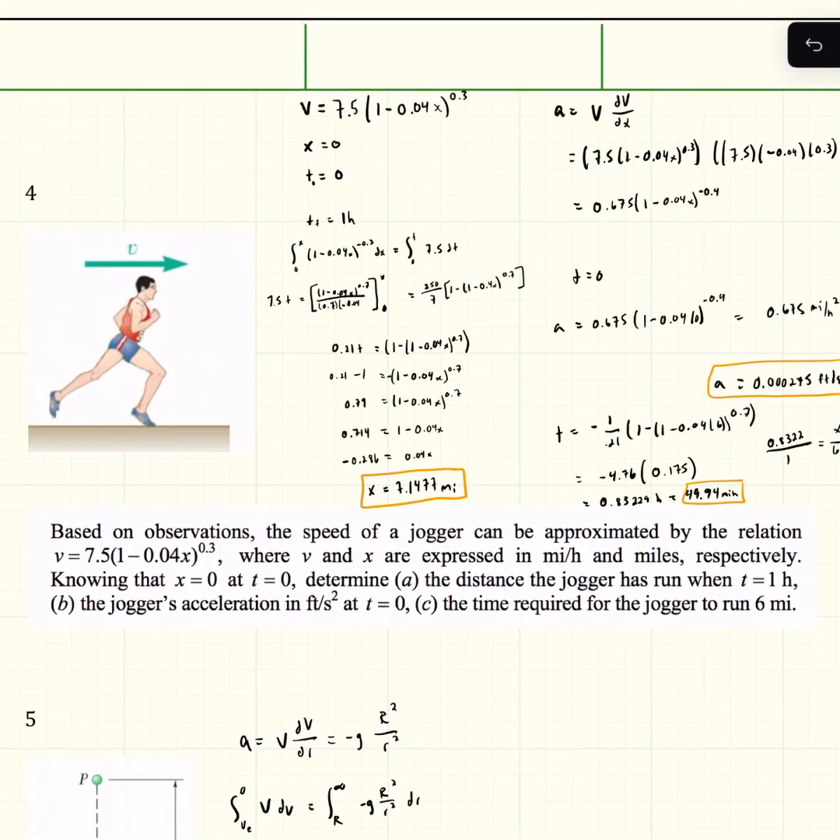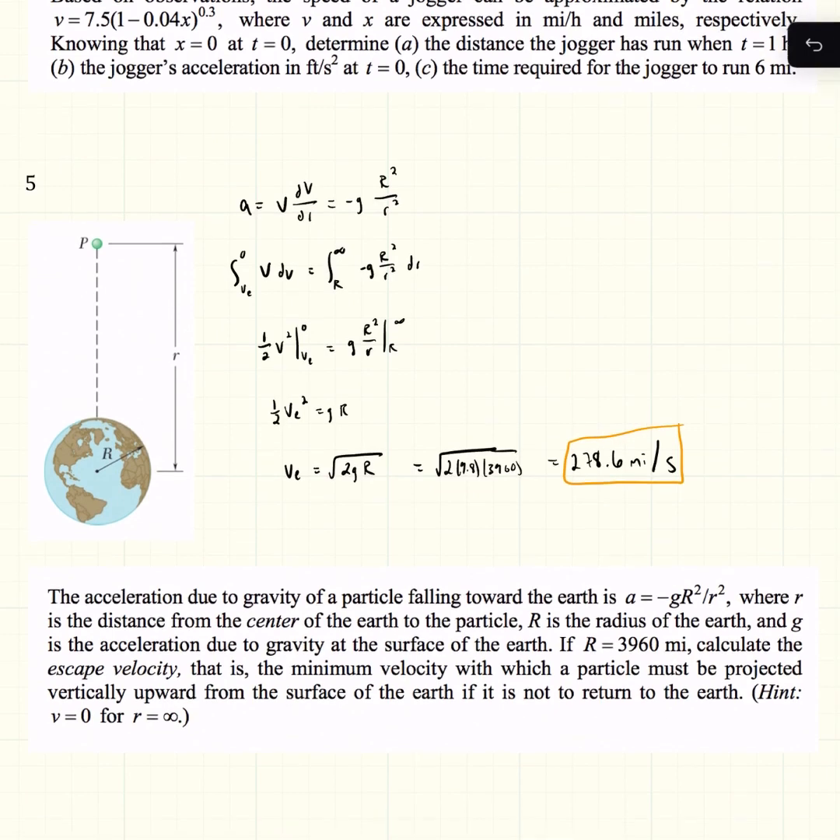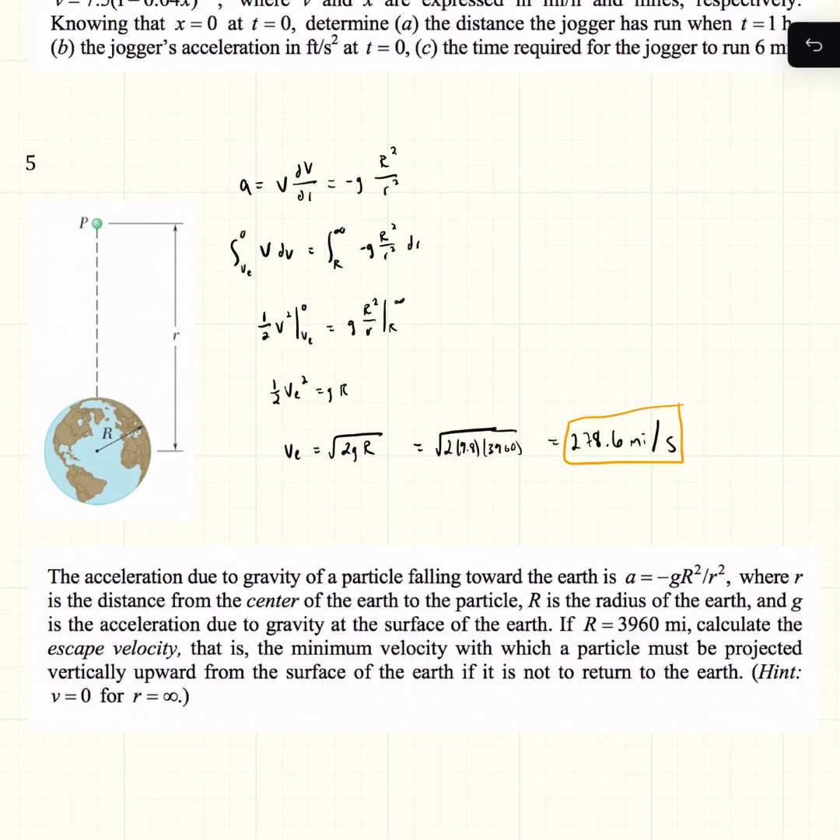And then for 4, you have to take the integral to be able to find the position, and then you can use what you're given to find the equation for the acceleration and the time. For this next one, you have to take the integral of the acceleration equation to be able to find the velocity. So that one's straightforward.